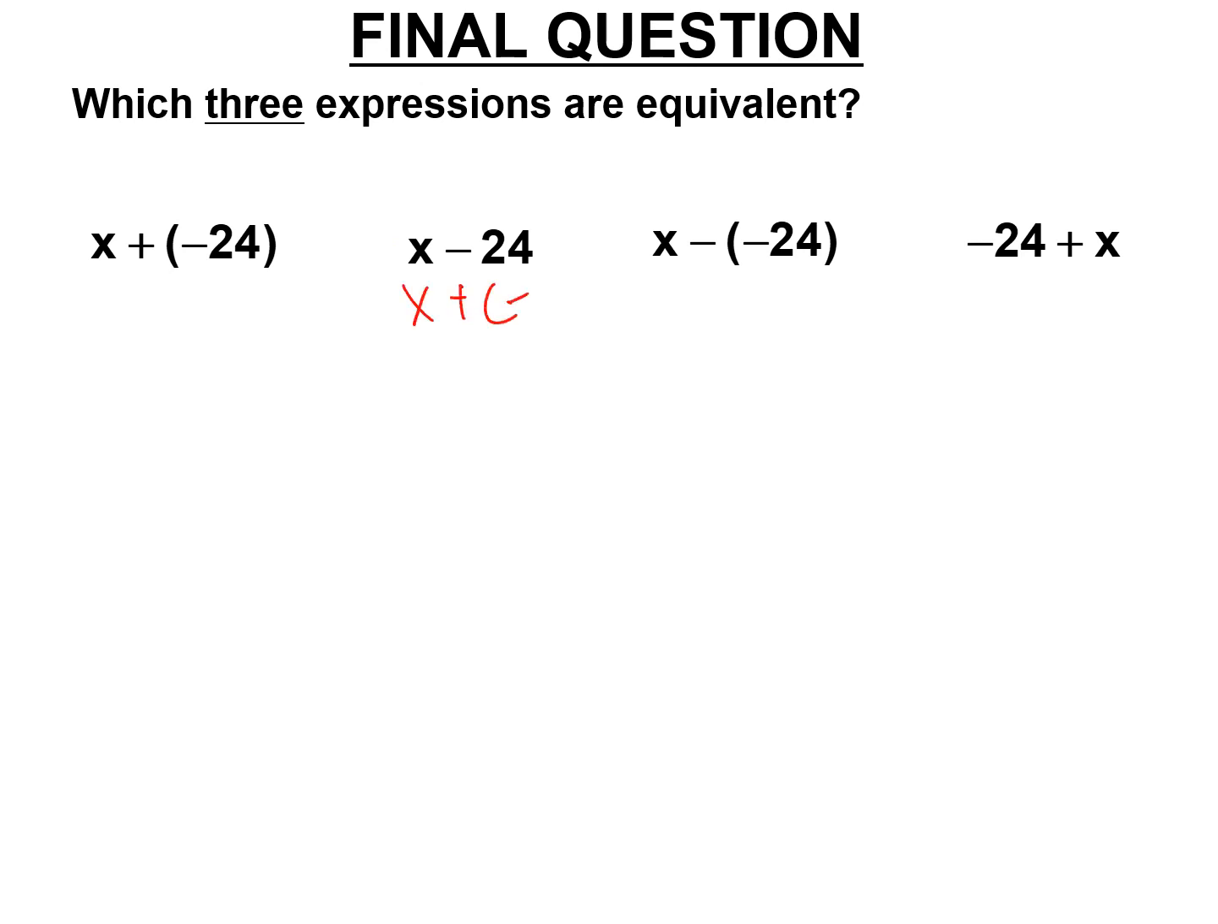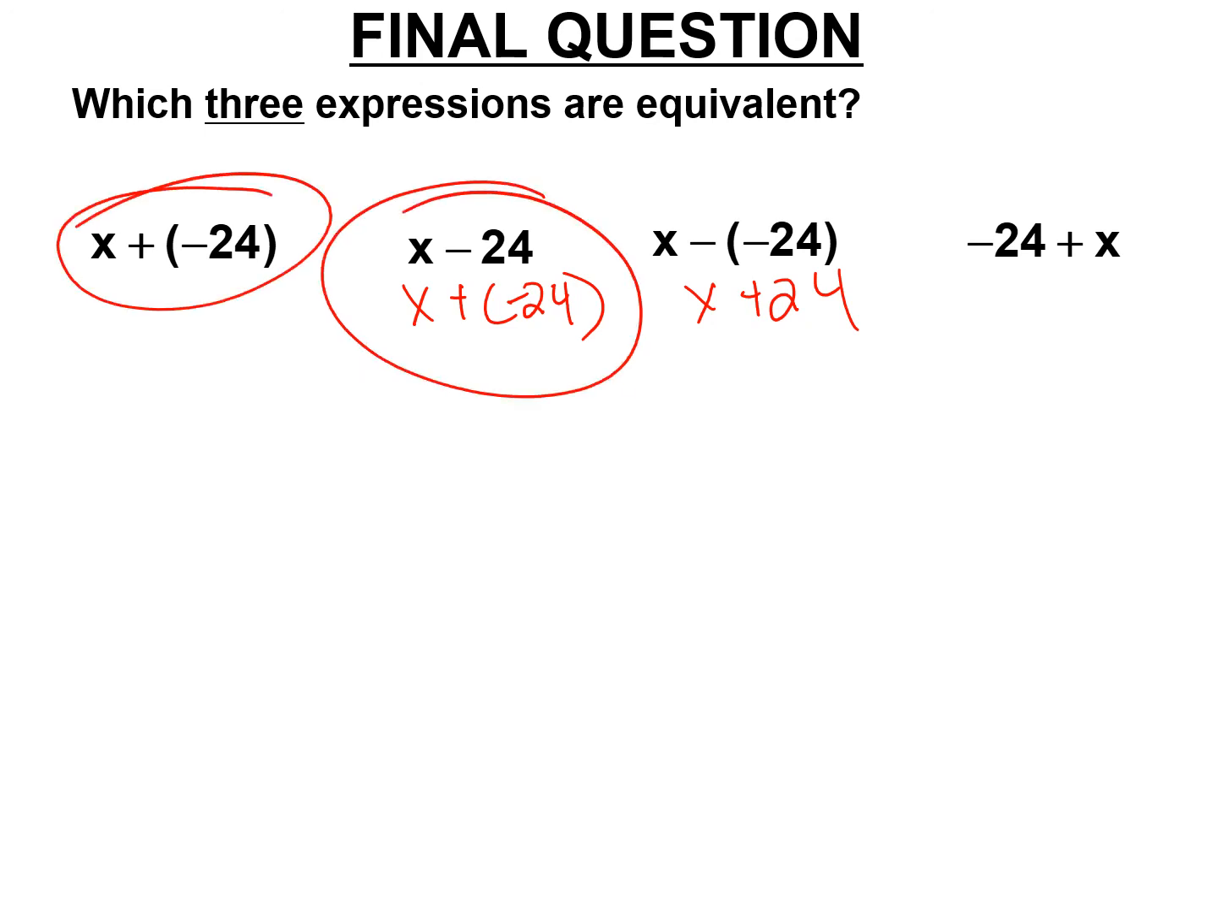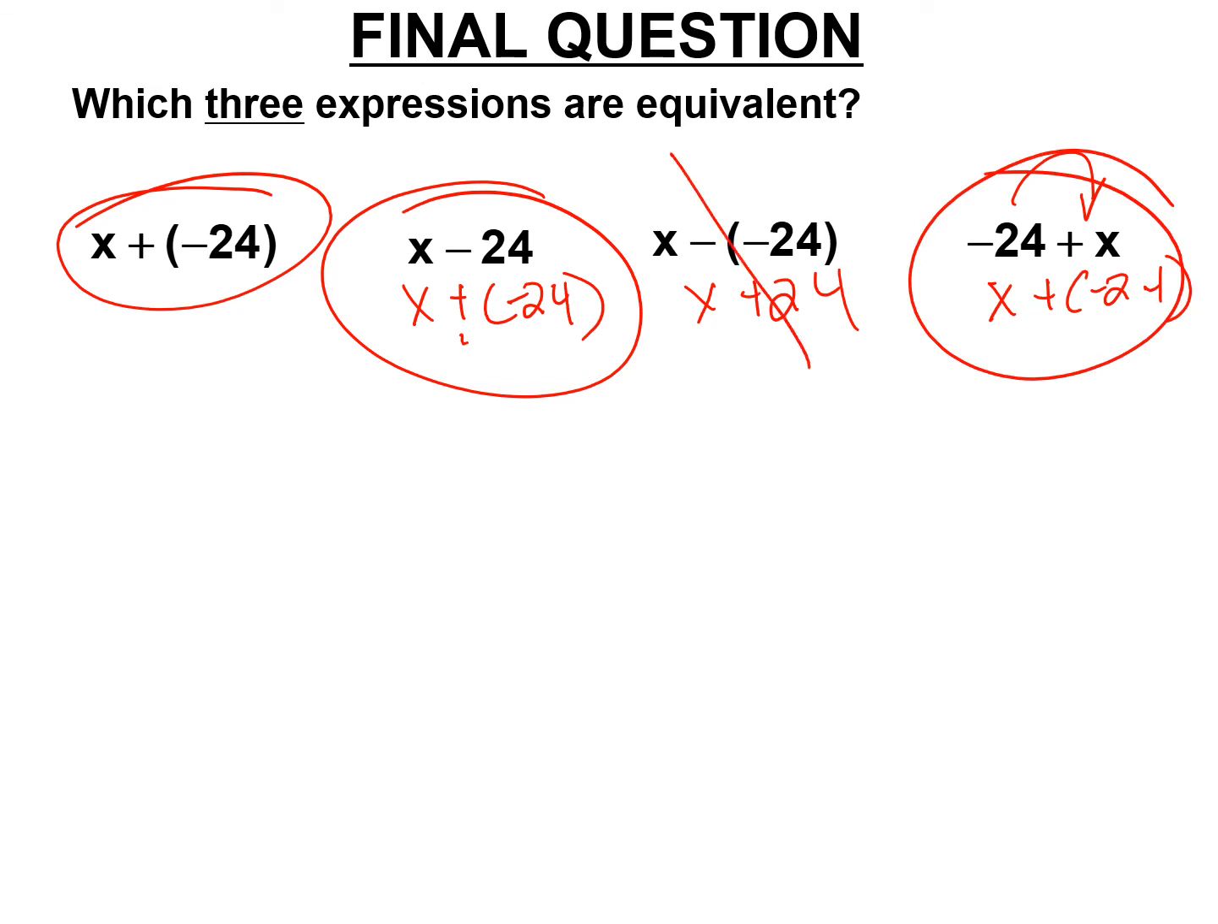Change your subtractions to adding the opposite, and then you'll see the answer to this. So x plus negative 24 must be the same as that. And then there's the commutative property. That's the same as x plus negative 24. So those three expressions are the same. This one is different. Thank you.